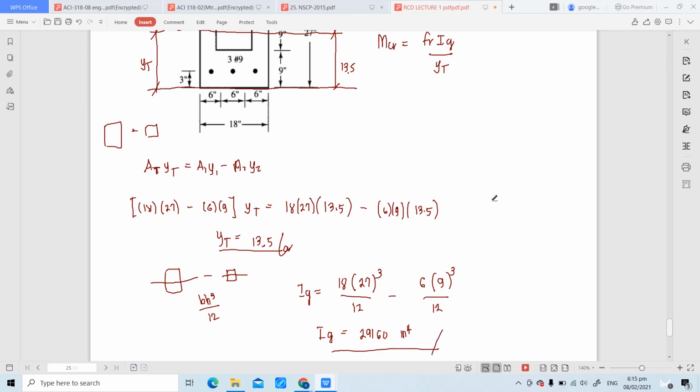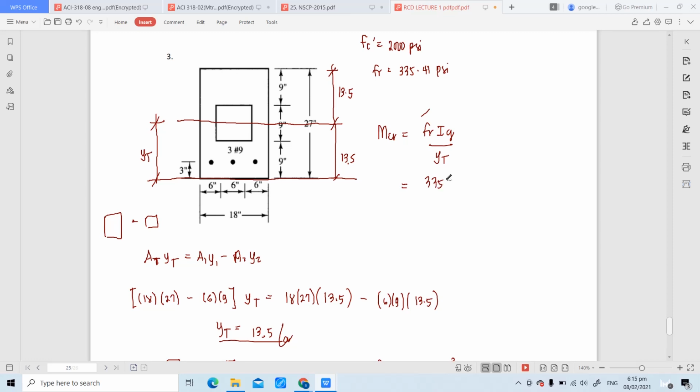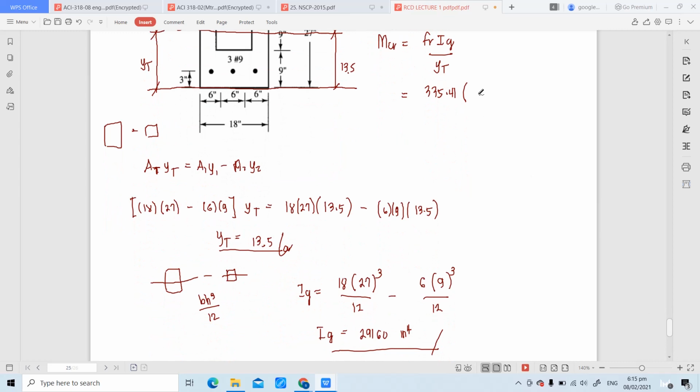Store nyo yung value. Now, we can compute cracking moment. So, substitute natin lahat. f sub r, 335.41. Ang I sub G, na-compute na as 29,160, over y sub t, 13.5. Again, inch-pounds yan. I-divide nyo ng 12,000 to make it feet-kips. Ano po yung value natin? 60.37. That is feet-kips.